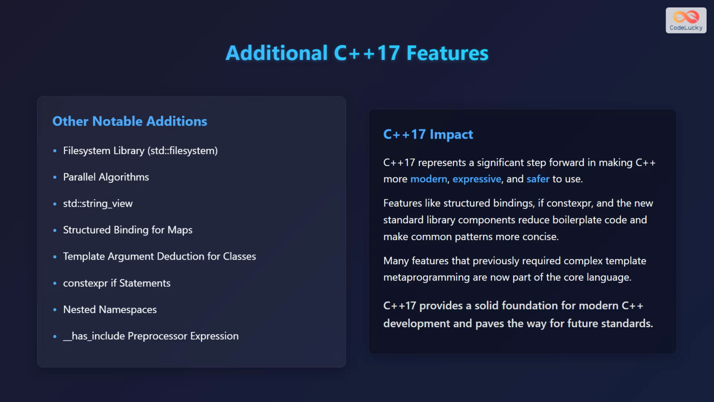C++17 represents a significant step forward in making C++ more modern, expressive, and safer to use. Features like structured bindings, if constexpr, and the new standard library components reduce boilerplate code and make common patterns more concise. Many features that previously required complex template metaprogramming are now part of the core language. C++17 provides a solid foundation for modern C++ development and paves the way for future standards.